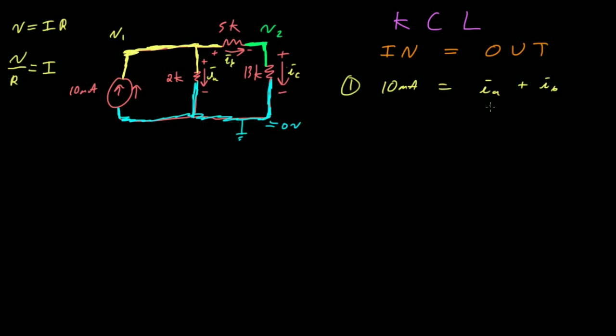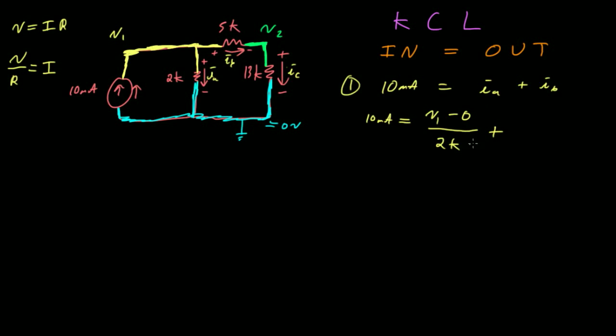So let's see if we can use this to rewrite our current IA. I've got 10 milliamps is equal to IA. My voltage difference across IA is going to be the voltage on the plus side of my current IA minus the voltage on the minus side. The voltage on the plus side is just V1, and the voltage on the minus side is my ground node, so it's going to be 0 volts. So it's V1 minus 0, and now I have to divide by the resistance, divide by 2K.